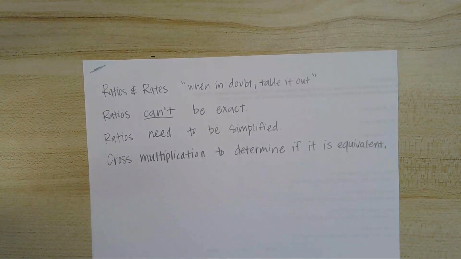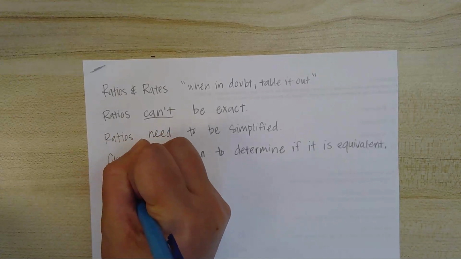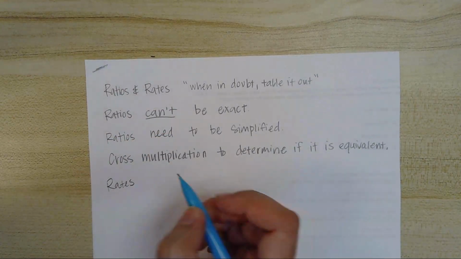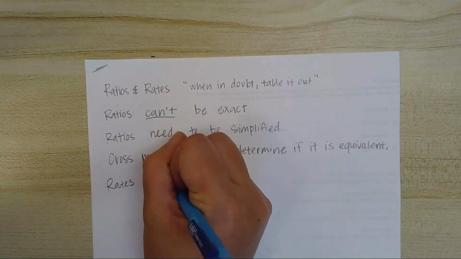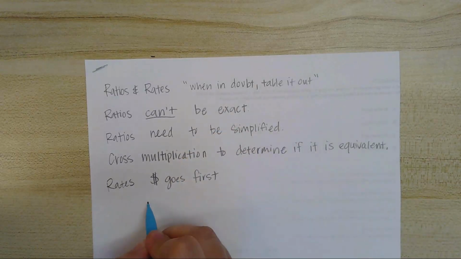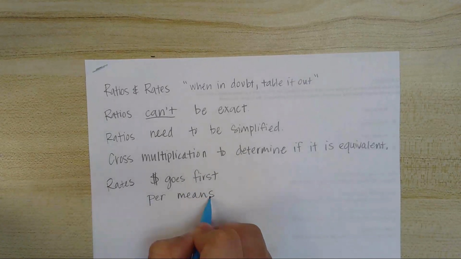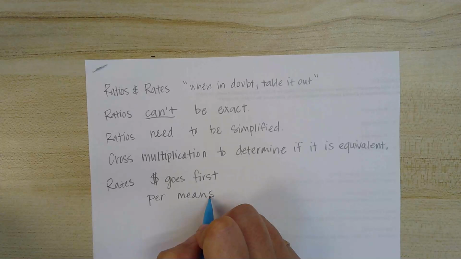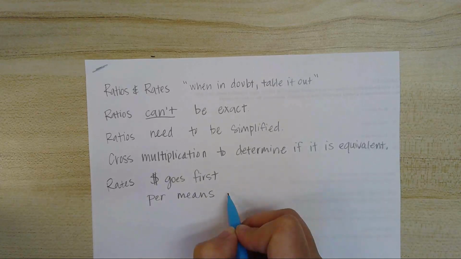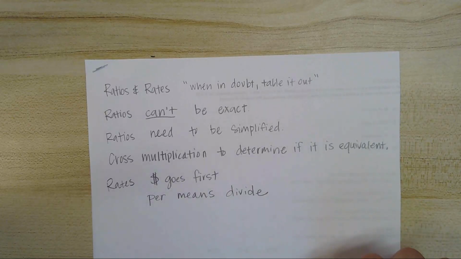Okay, remember, rates, money goes first. Also, per means to multiply or divide, but with rates, it means to what? Divide. Okay? If you see the word per, it means to divide if it's talking about a rates scenario.